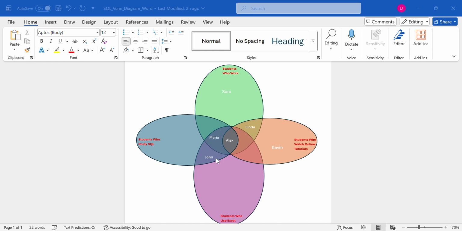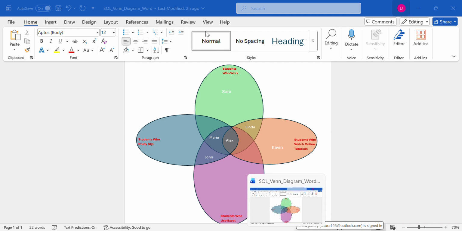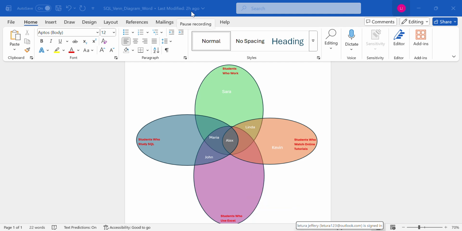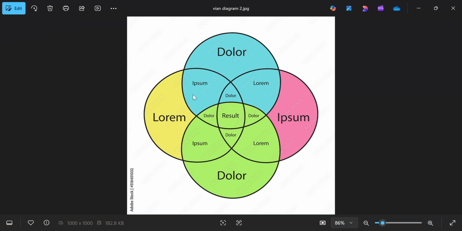Next thing I want to talk about is the overlap of two or three circles. A good example is Maria and John. You notice that this can also be said to be the dataset. Now in SQL, what this means is that it represents records that are common between specific datasets. So let's look at the one I found online.